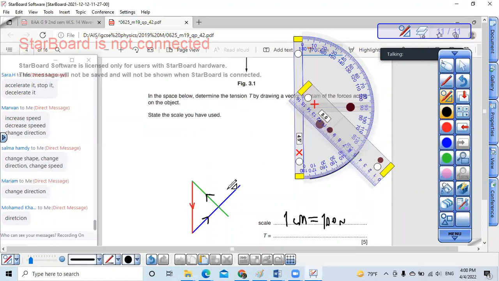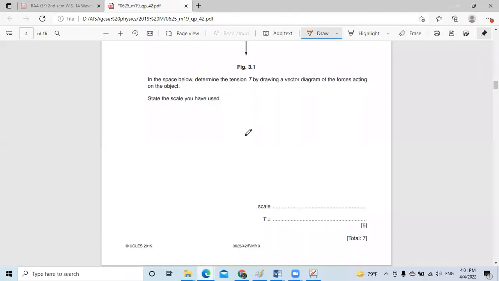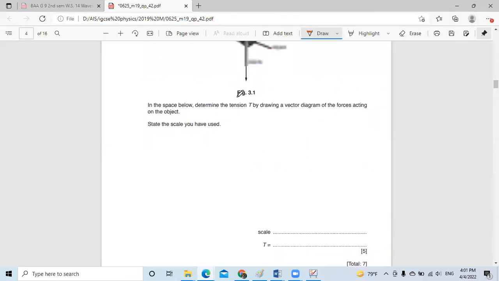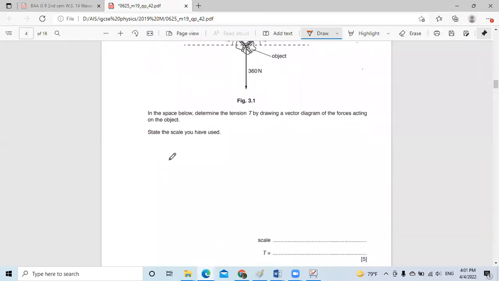Then I'll measure the distance from here to here and put it on the scale, and it will be 255 Newton. So again, let me remind you what I'm going to do. I'll draw this force going downwards, and it has to be 3.6 centimeters.